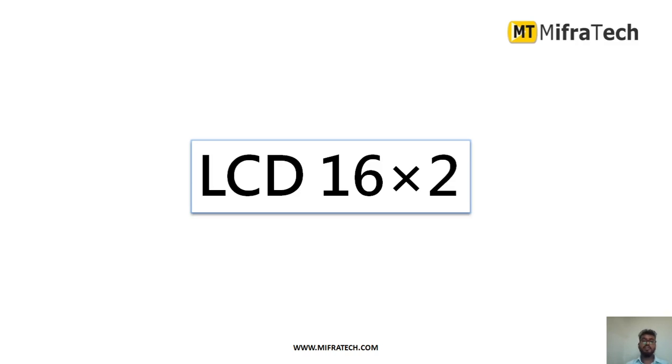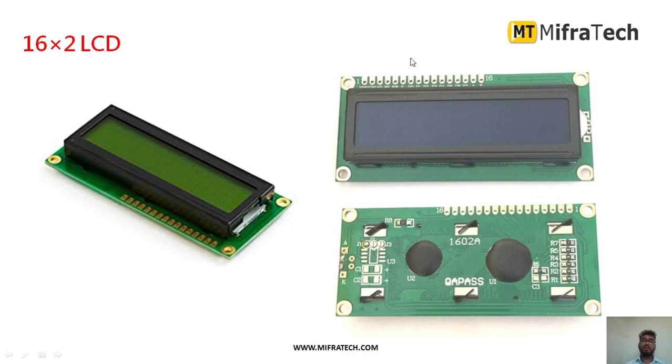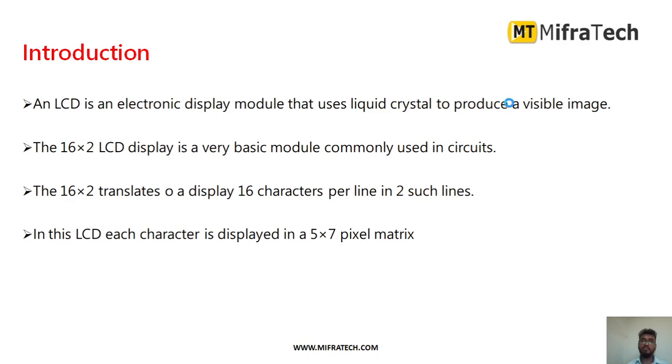Today in this section we learn about a 16x2 LCD display. So this is how a 16x2 LCD display will look like. Here 16 means 16 columns and 2 means 2 rows.